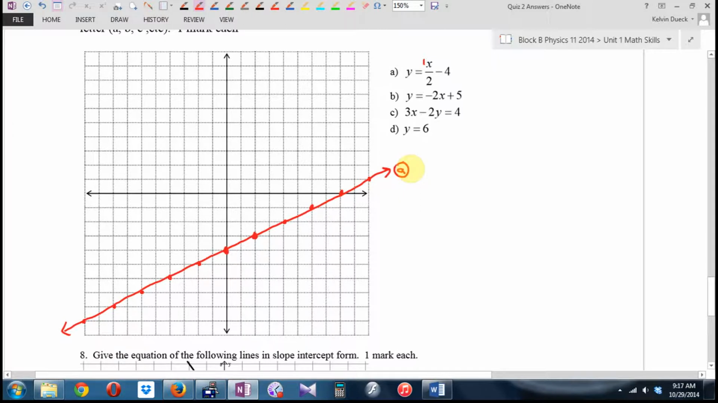B. Y-intercept of 5. 1, 2, 3, 4, 5. Slope of negative 2 over 1 means down 2 over 1, down 2 over 1, down 2 over 1.